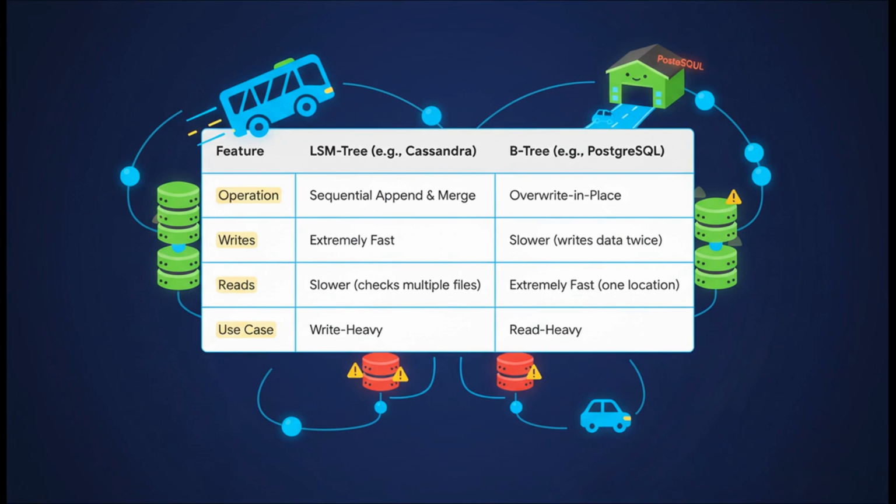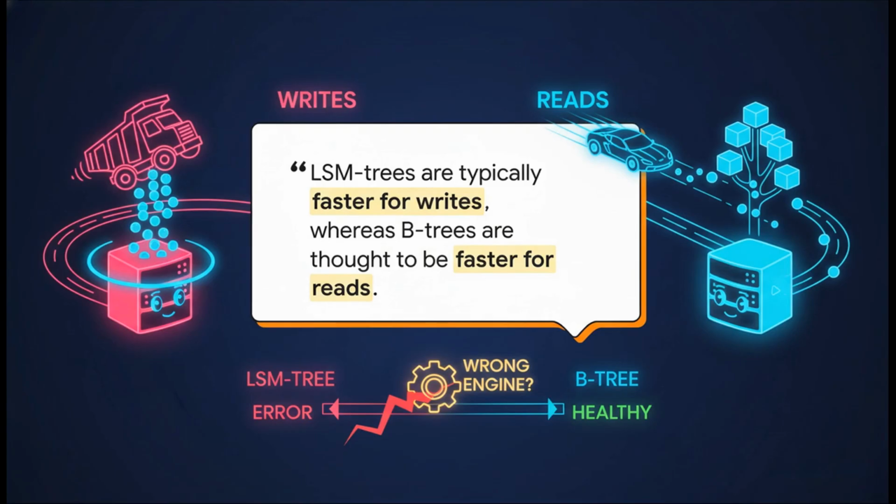Look at this! LSM Trees group writes into these sequential chunks, making them incredibly fast, perfect for write-heavy apps like Cassandra. B trees, they have to do a bit more work to write, but, and this is key, since every piece of data has exactly one location, reads are consistently lightning fast. And that right there, that is the ultimate rule of thumb straight from the source material. And why does this matter? Oh, it's simple. Choosing the wrong engine for your workload can be an absolute performance disaster.